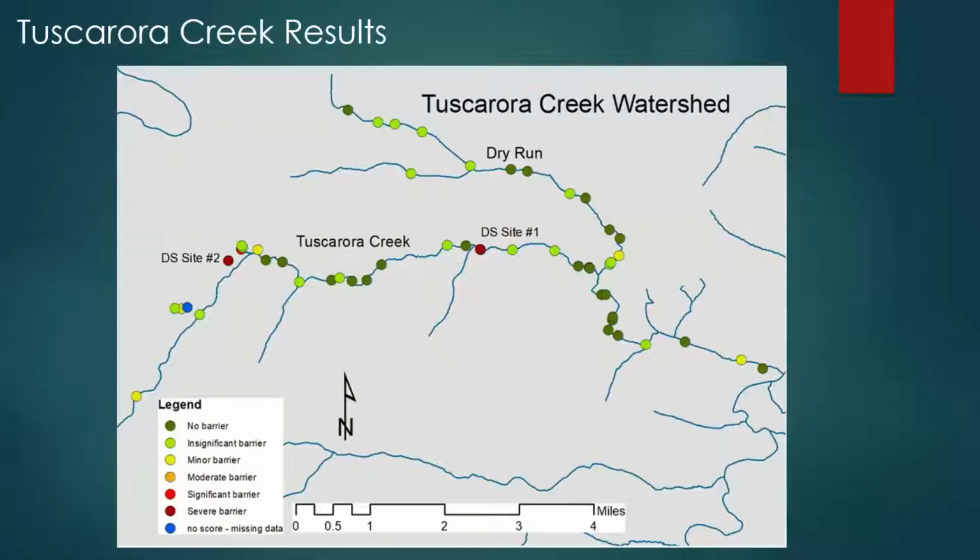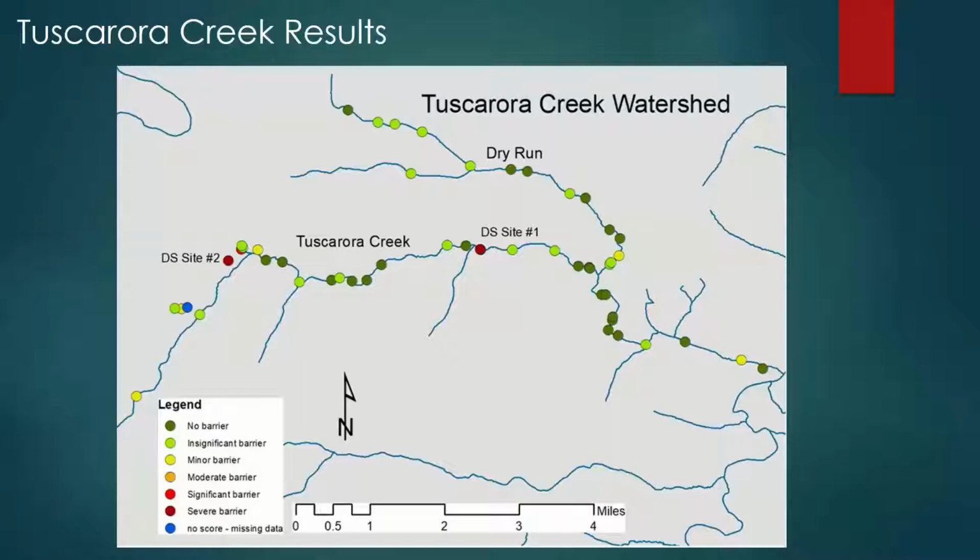One thing to note, you can see DS site number 1 in center screen. That's a severe barrier. So it only takes one severe barrier to bar passage to huge sections of a stream. So right dead center almost in Tuscarora Creek, we have a severe barrier. So passage above is limited to above, passage below is limited to below.